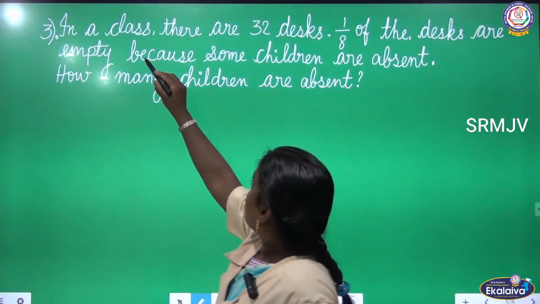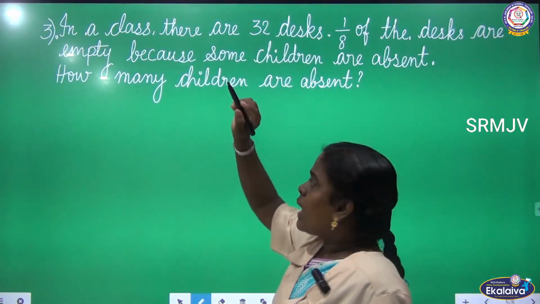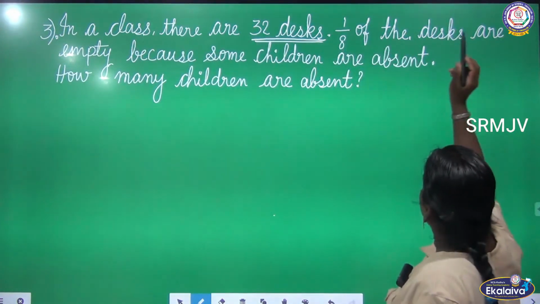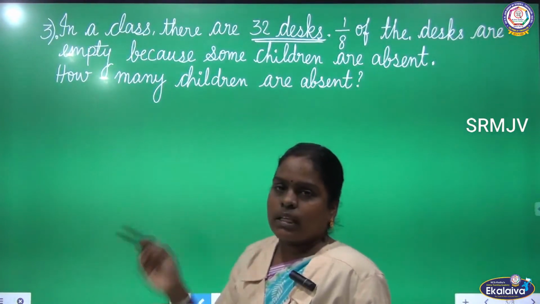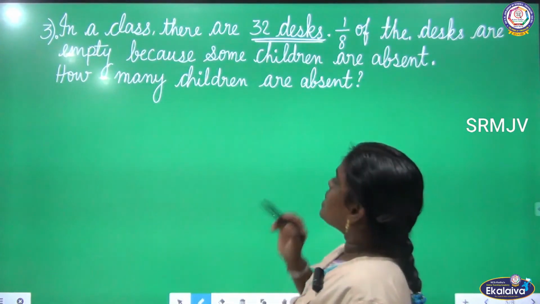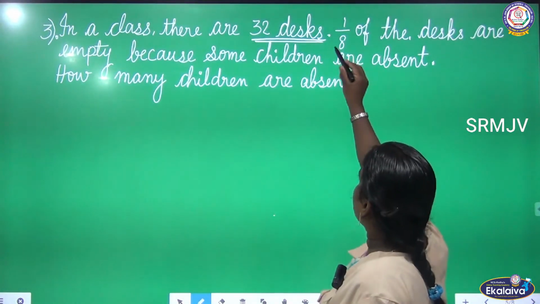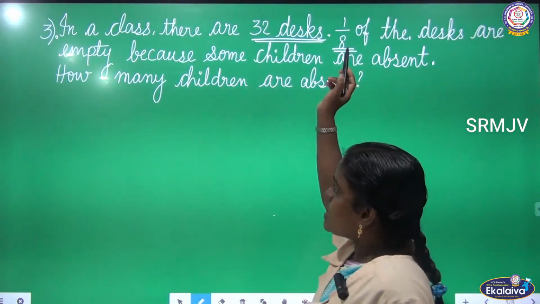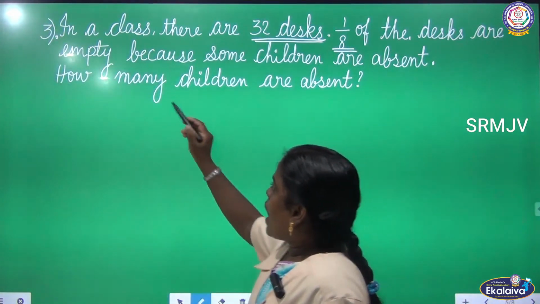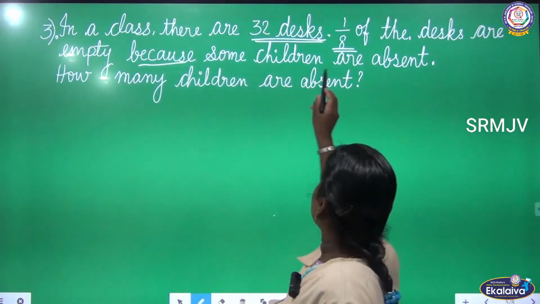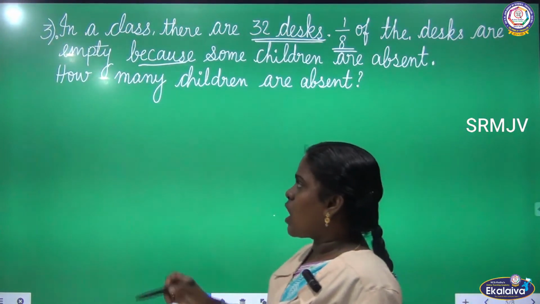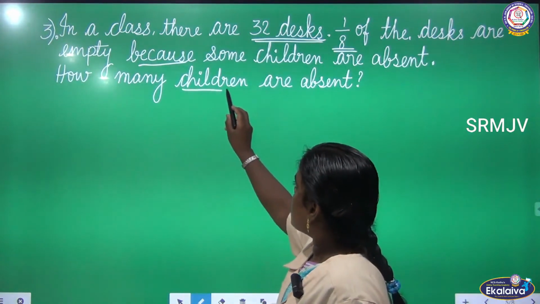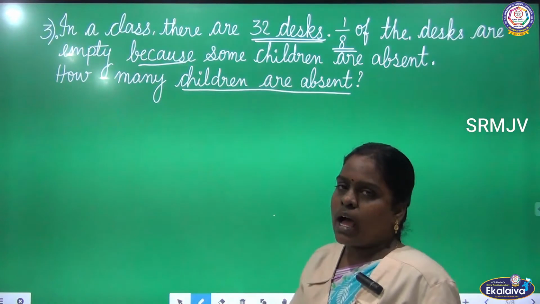In a class there are 32 desks. 1 by 8 of the desks are empty. There are some empty desks. The fraction is given for the empty desks. It is 1 by 8. The total number of desks is given and the fraction of desks which is empty is given. Why? Because some children are absent. We want to find out how many children are absent. What we want to find, children? The number of children absent.